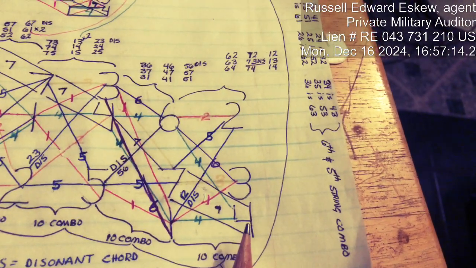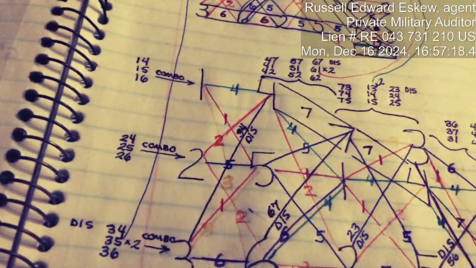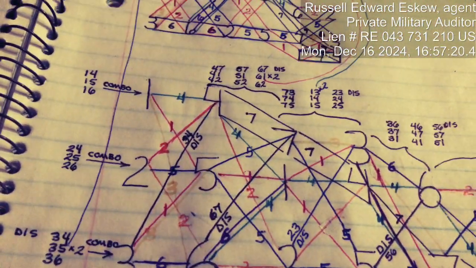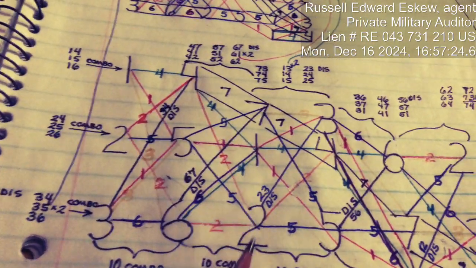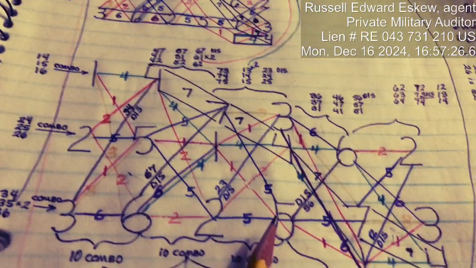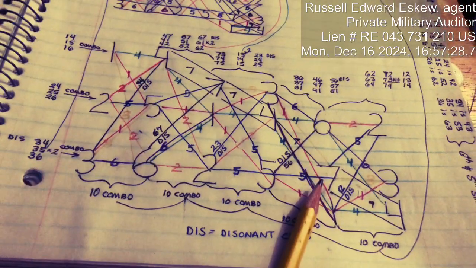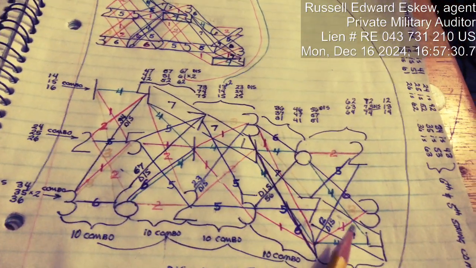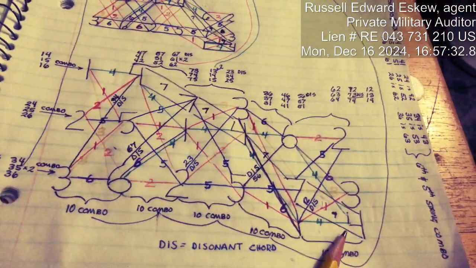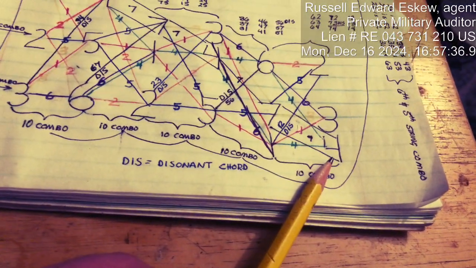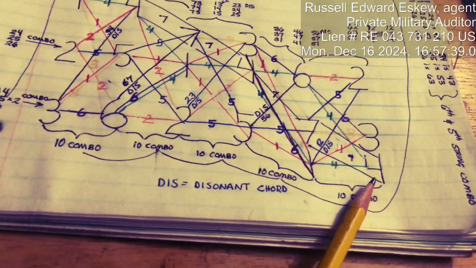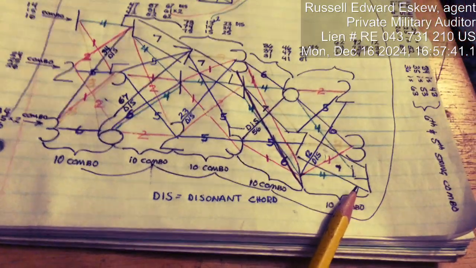There are 7 notes in music. So it goes 1, 2, 3, 4, 5, 6, 7, and then it starts again. 1, 2, 3, 4, 5, 6, 7. 1, 2, 3, 4. It ends on 4 because that's the last string on the guitar.